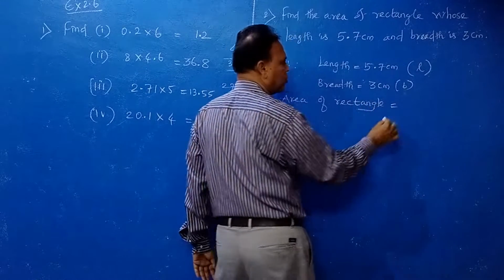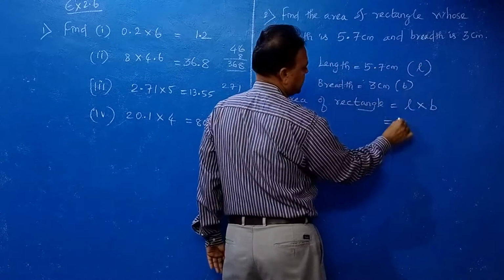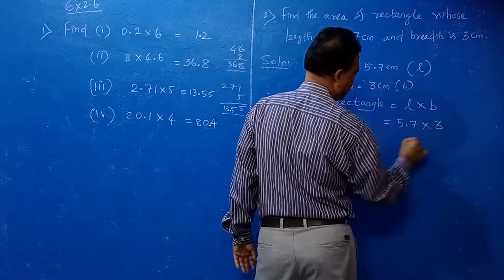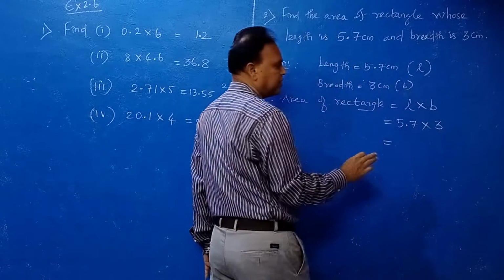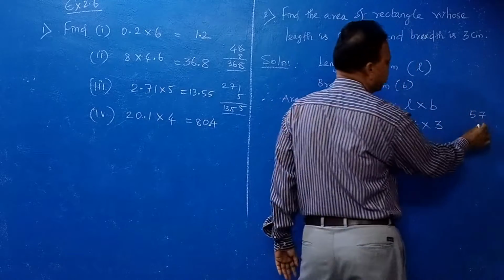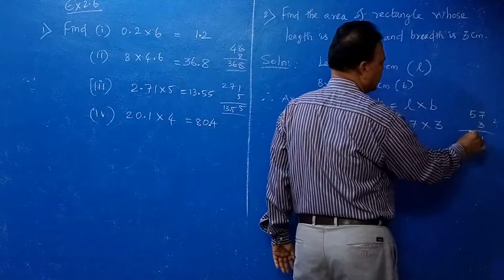Area of rectangle equals, you know the formula, L into B. So what is L? 5.7. What is B? 3. So multiply. Ordinary multiplication. Remove the decimal and only write the numbers. So 19 into 3: 21, carry 2, 15 means 17.